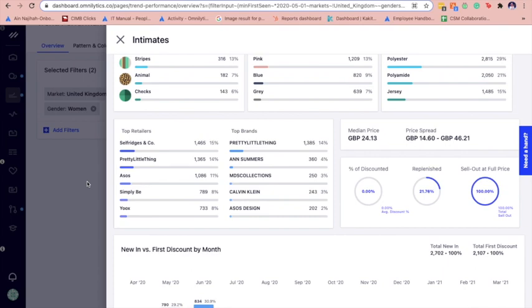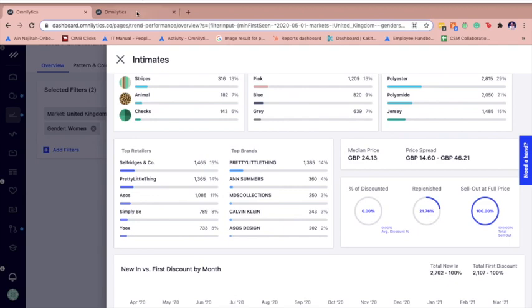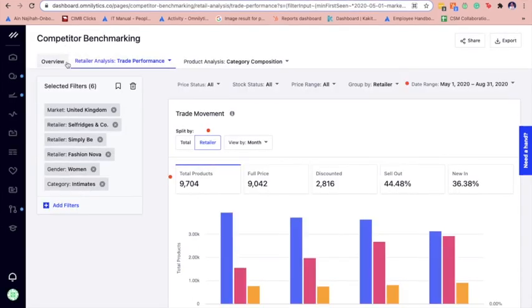Brands should validate the performance of trends before producing. Using the competitive benchmarking module, go to the Trade Performance card under the Retailer Analysis tab and select brands or retailers you have identified in the previous tab. In this example, we have selected Selfridges & Co., Simply Be, and Fashion Nova to analyze the performance of intimates.